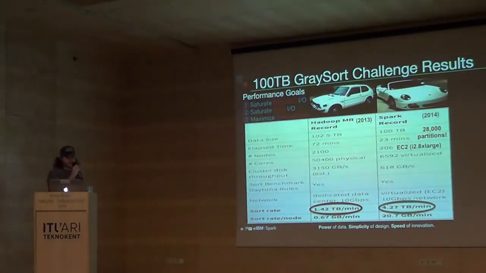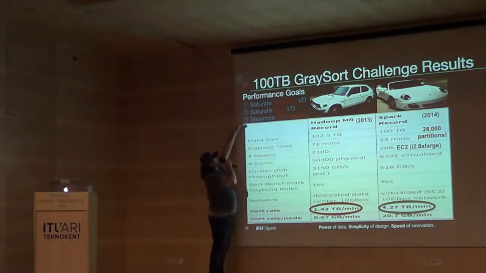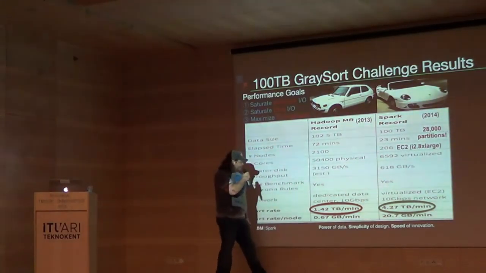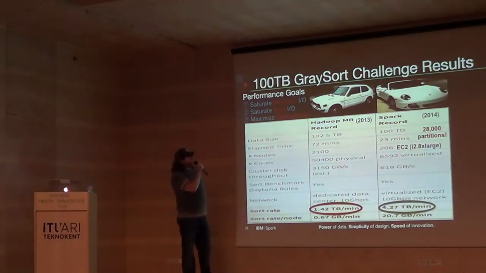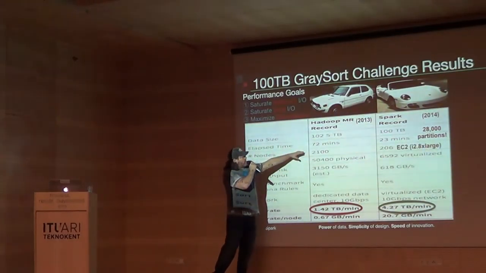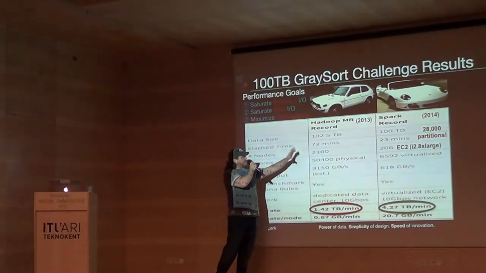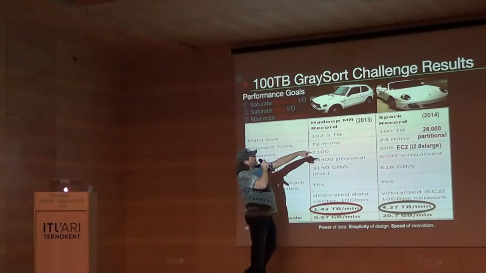Okay, so again, the goals here: saturate the network, saturate the disk. To win the challenge, you have to get the highest throughput. That's the rate: how many terabytes per minute can you sort through? This was the old record in 2013 by Yahoo, 2,100 machines. These are physical nodes within their data centers. It took 72 minutes.